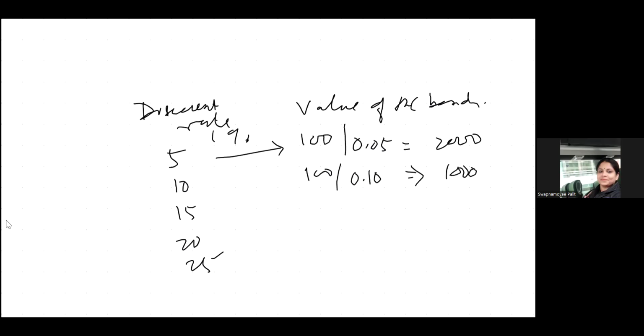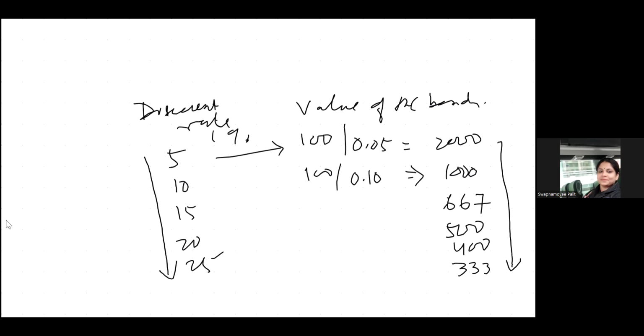So I just give you the values: 667, then this is 500, then this is 400, and this is 333. What you observe here is as the market rate of interest is increasing, your bond value is declining. So you have an inverse relationship between the market rate of interest and the bond value. Okay, so moving on.